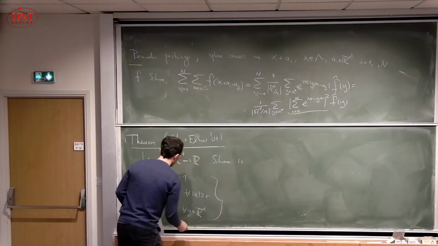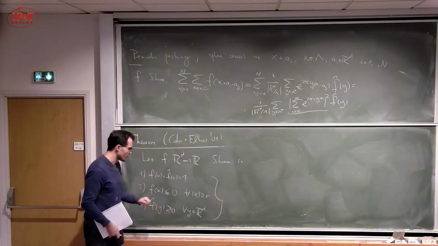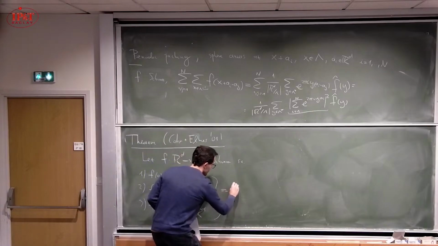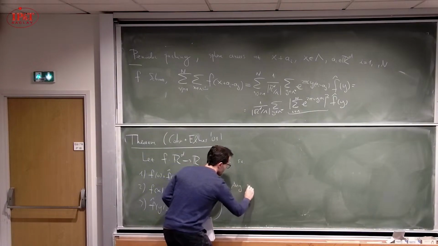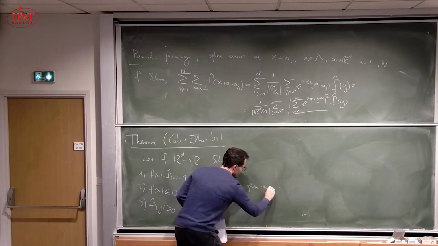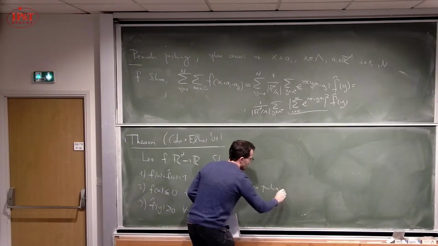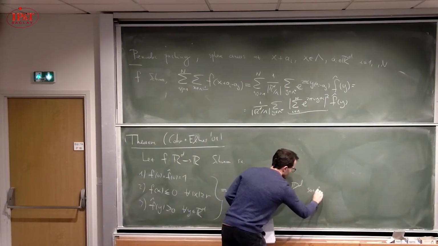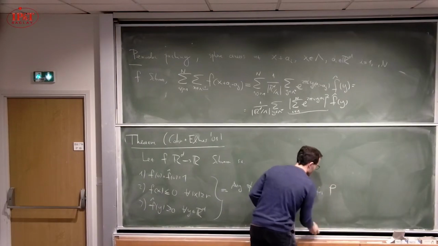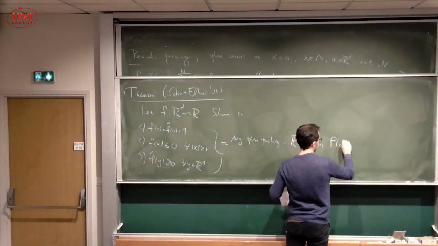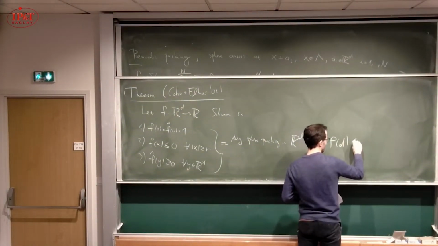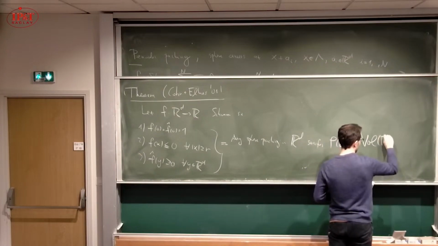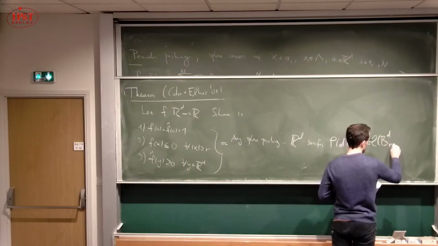So if such a function exists for this value of r, then any sphere packing in d dimensions satisfies an upper bound on its density. So the density of the packing is upper bounded by the volume of the d-dimensional ball whose radius is r over 2.